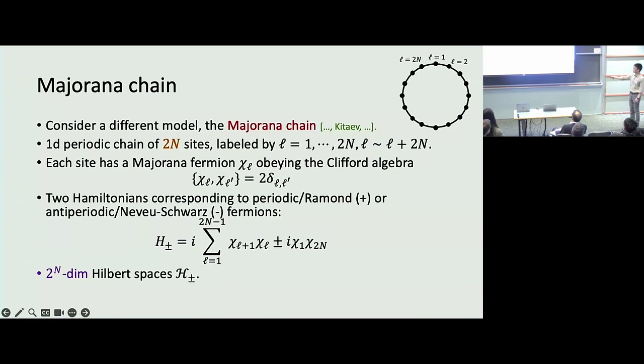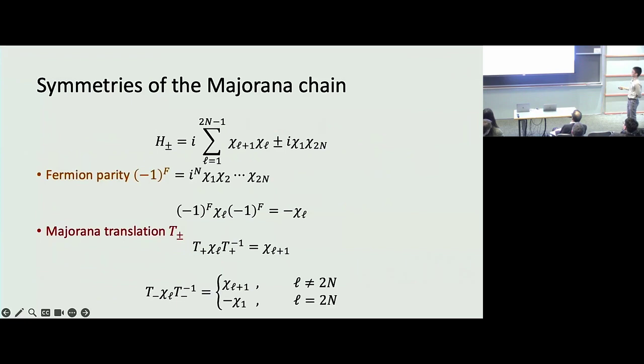What are the symmetries of the Majorana model? There's a fermion parity, which is the product of all the chi's. The phase is just inserted so that it squares to 1. It flips the sign of chi, that's manifestly a symmetry. There's another symmetry which translates the Majorana fermion by one site. This symmetry is a Z2N symmetry because I have 2N sites, right? Even for the antiperiodic sector, minus, namely the Neveu-Schwarz sector, there's a translation symmetry.